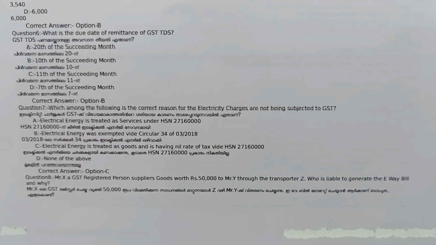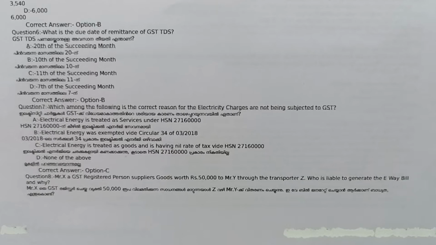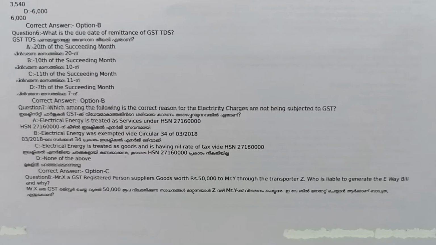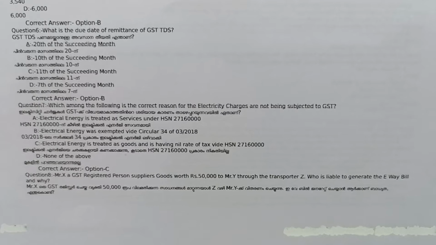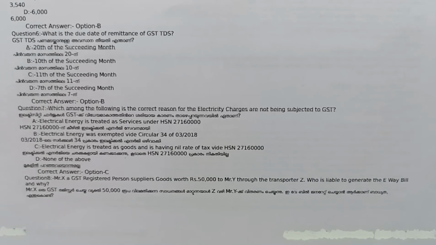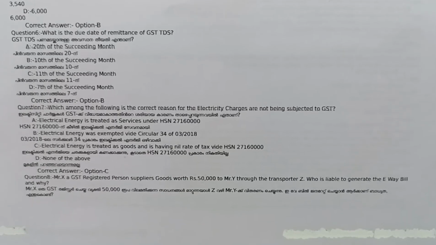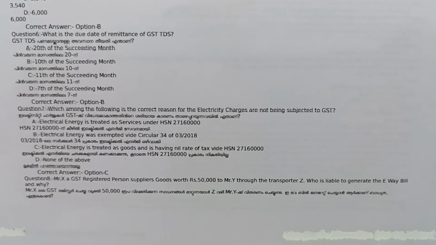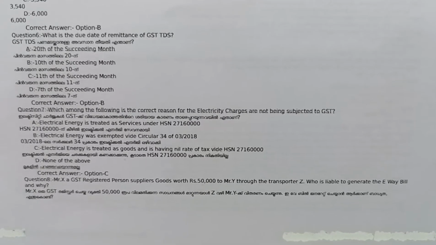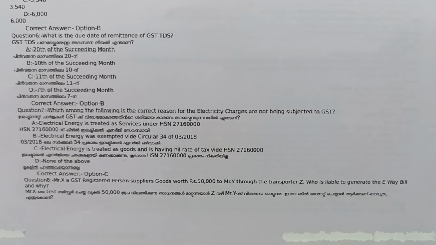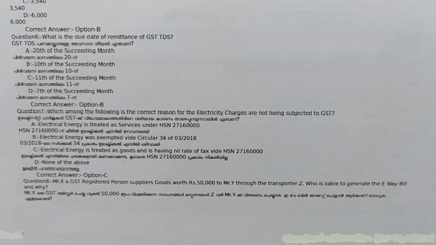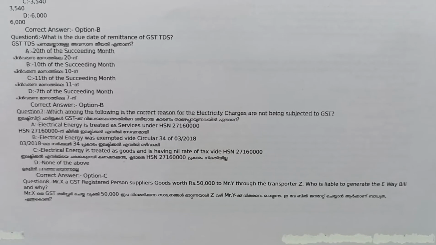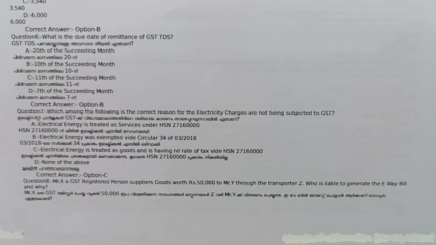Question number 7. Which among the following is the correct reason for the electricity charges not being subjected to GST? Option A, electrical energy is treated as services under HSN 27160000. Option B, electricity energy was exempted vide Circular 34 of March 2018. Option C, electricity energy is treated as goods and is having nil rate of tax vide HSN 27160000. Option D, none of the above.